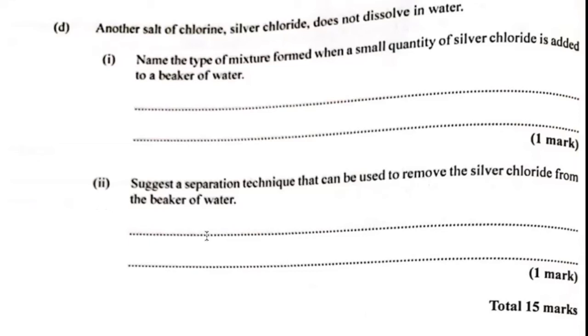Another salt of chlorine, silver chloride, does not dissolve in water. Name the type of mixture formed when a small quantity of silver chloride is added to a beaker of water. So earlier on, we had a salt that was soluble in water, and we stated the type of mixture that would be formed. That would be a solution or a homogeneous mixture. We want to get a little more specific here because we have a type of heterogeneous mixture that will be formed, and we want to get it right. We want the best answers.